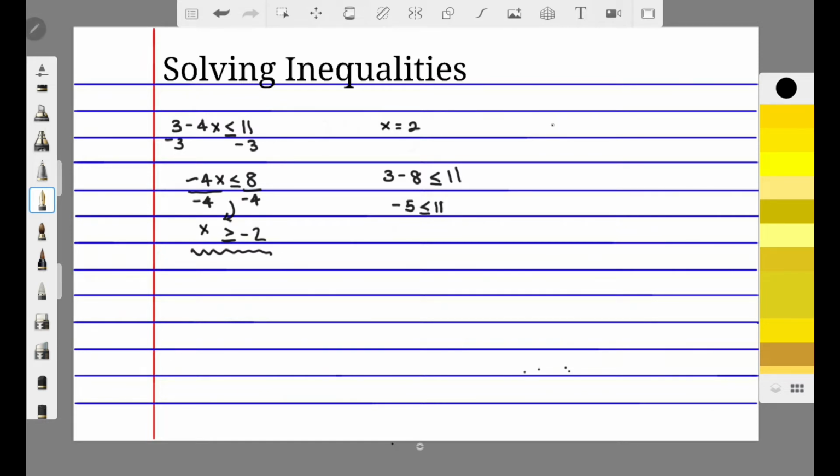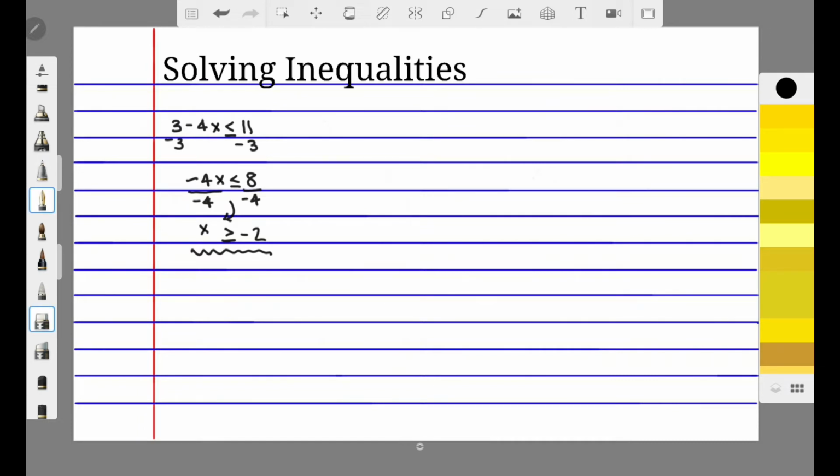So let's give x the value of something less than negative 2. Let's give it a negative 3. 3 plus 12 is less than or equal to 11? 15. That's not true. 15 is not less than or equal to 11. So that's why we had to switch the sign. Because when you multiply or divide by a negative, the sign has to flip, because otherwise the statement will not stand true.